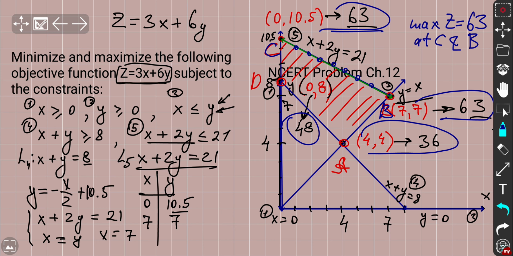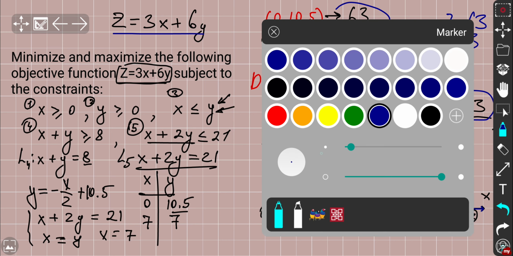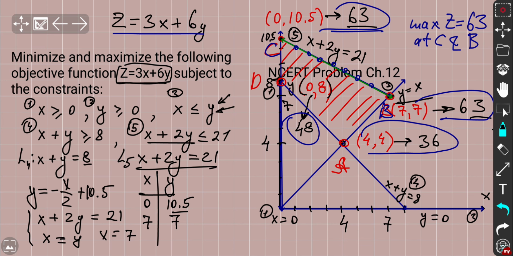Okay guys, what's the clue? How can you test yourself, before doing any calculations, to understand that you'll have exactly this case? Let's have a look at our z function. So the z function is simply 3x plus 6y. Let's have a look at the segment that we recently tested, CB. If you write the equation for the segment CB, this is line 5, it's here, it will have an equation like x plus 2y equals 21.